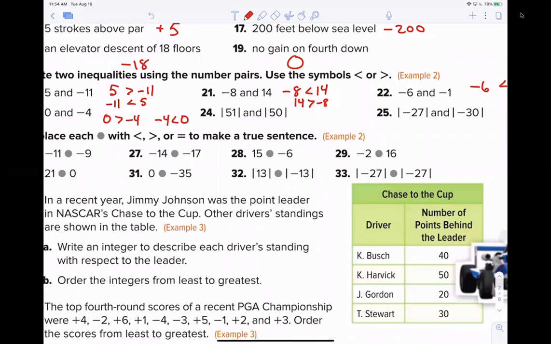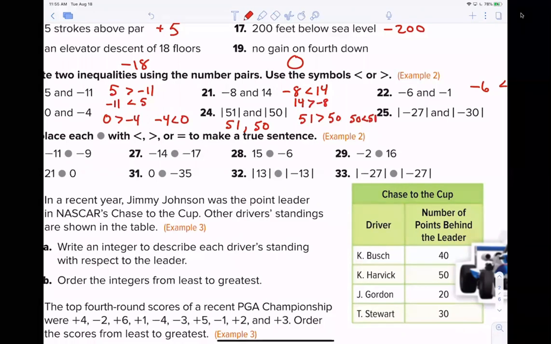The absolute value of 51 is 51, and the absolute value of 50 is 50. Exactly. Very good. So what are you going to tell me about 51 compared to 50? 51 is bigger than 50. All right, or you could say 50 is smaller than 51. Now, greater than or less than, okay?